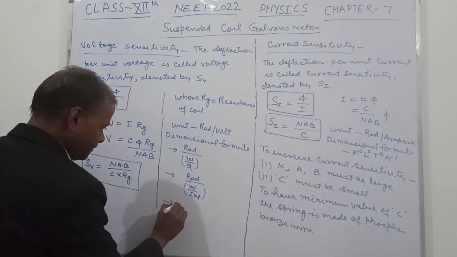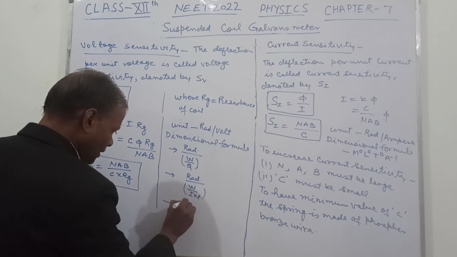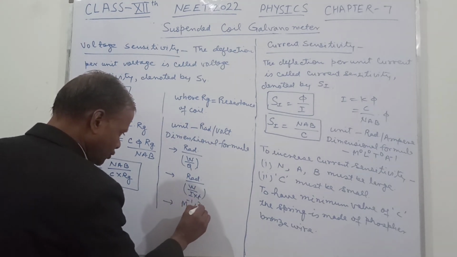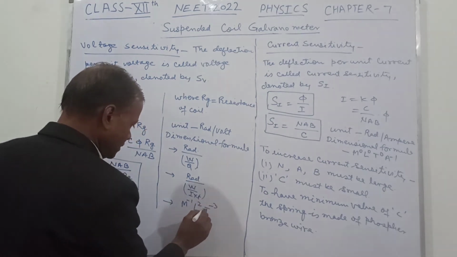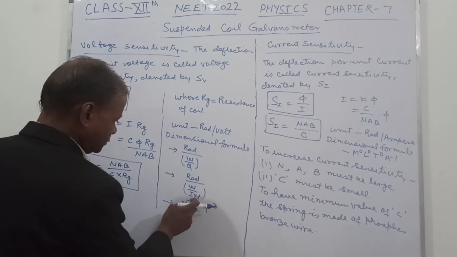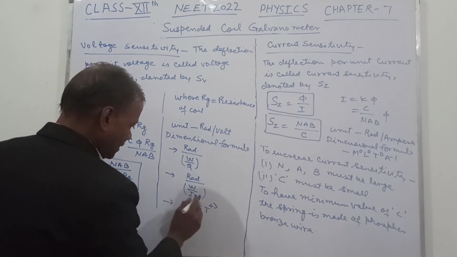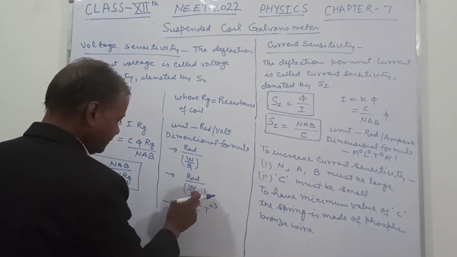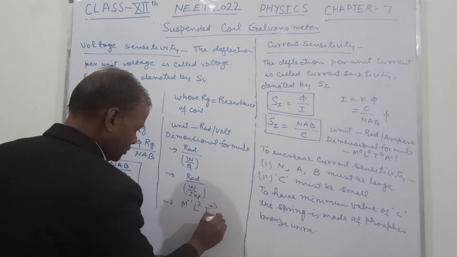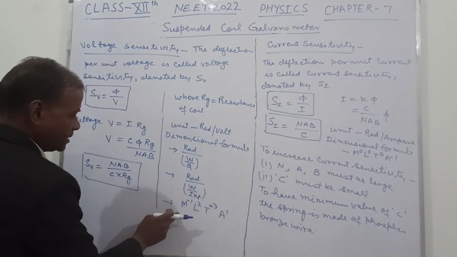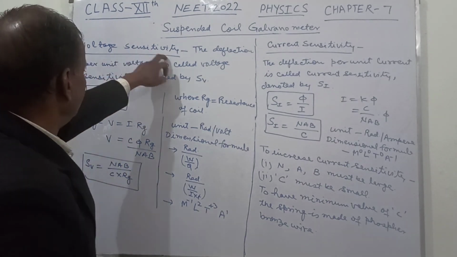So this gives M to the minus 1, L to the minus 2, T to the 3, and A to the 1. This is the dimensional formula of voltage sensitivity.